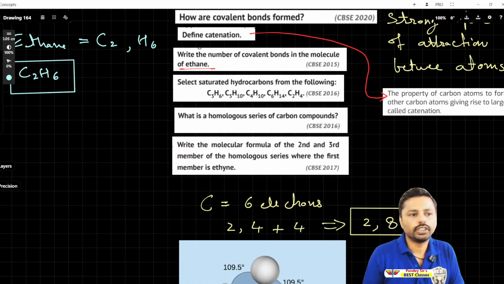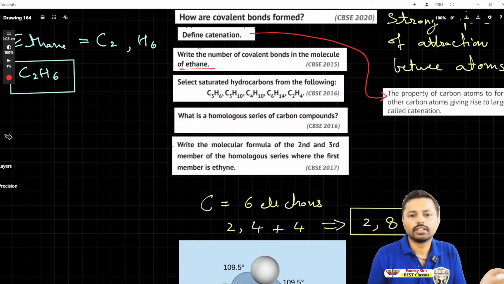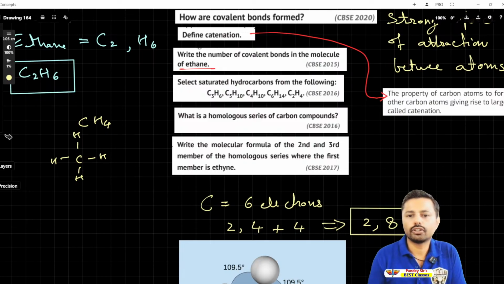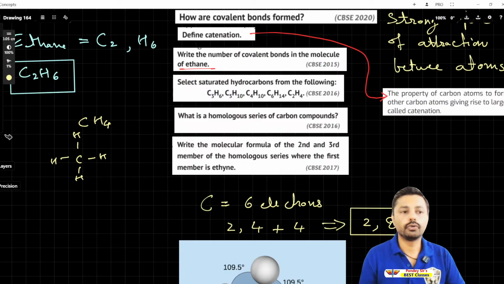Select saturated hydrocarbons from the following. Saturated, what do you mean by saturated? The hydrocarbon where more hydrogen you cannot fit. For example, CH4, carbon with H, H, H, H. Okay, CH4. This is a saturated hydrocarbon. You cannot fit more hydrogen over there.